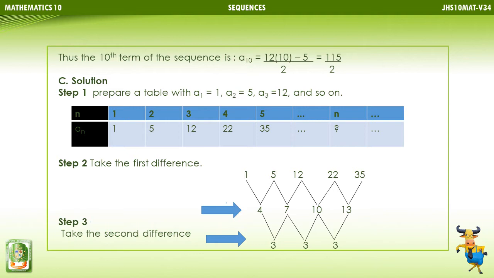C. Solution. Step 1. Prepare a table with a sub 1 equals 1, a sub 2 equals 5, a sub 3 equals 12, and so on. Step 2. Take the first difference. Step 3. Take the second difference.